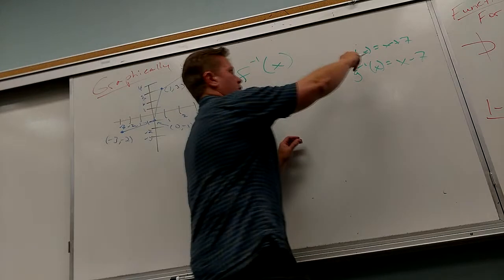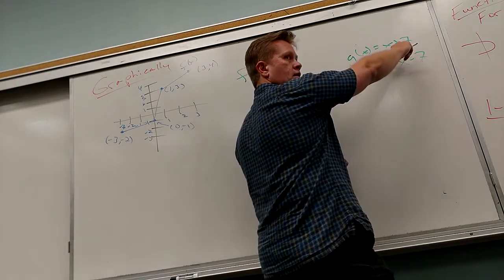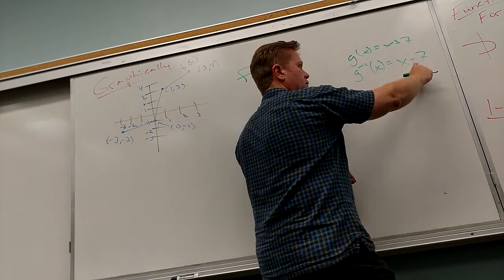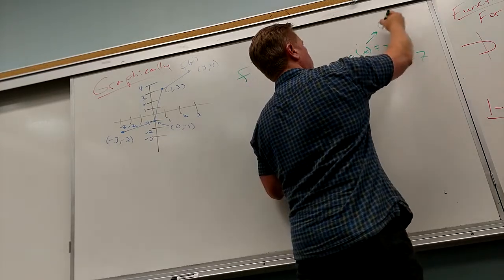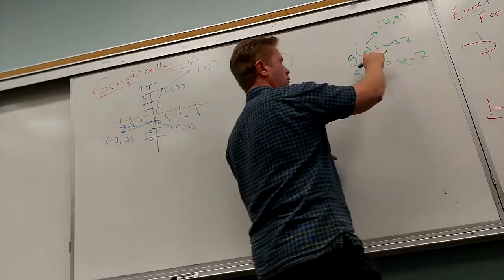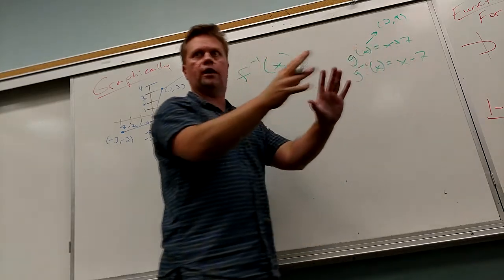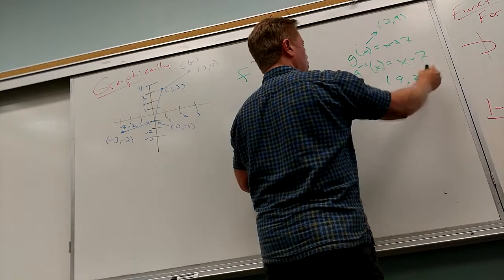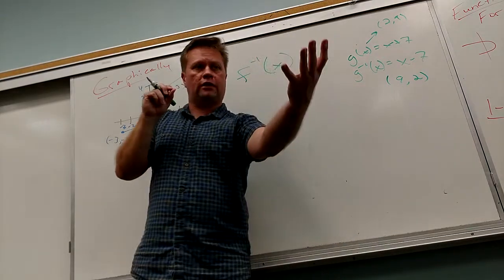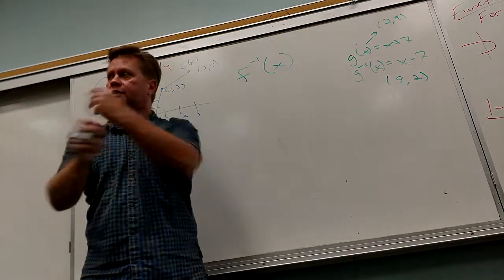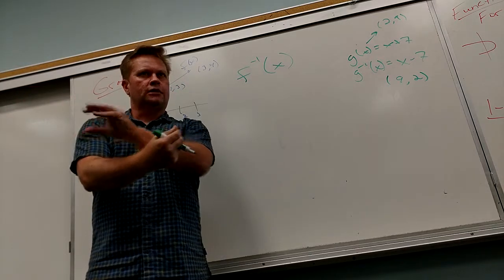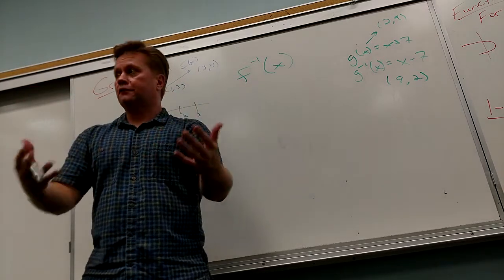Because when I put a 2 in here, I get a 9. And when I put a 9 in here, I get back to 2. So if this one goes through 2, 9, is everybody cool with that? This one has to go through 9, 2, because it's supposed to take the output of the first one and bring it back to what it was. It undoes what the other one did. That's what I would hope something called the opposite function would do.